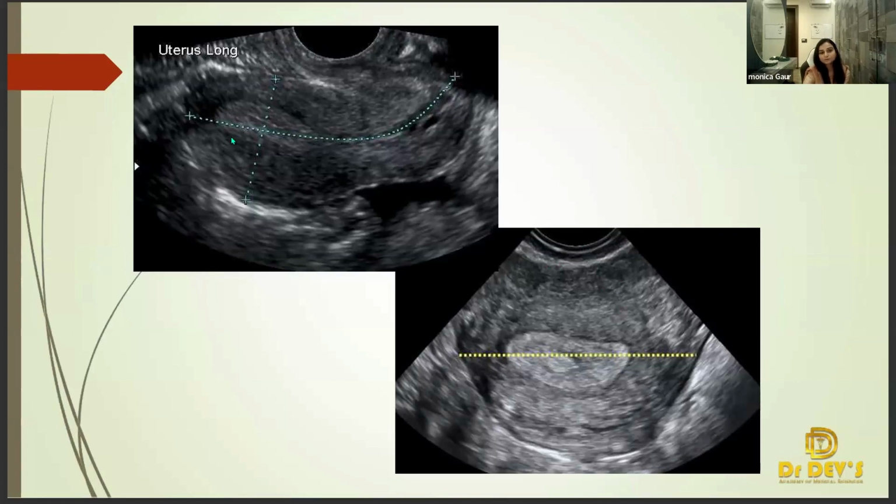This is the longitudinal view, since we see the whole length of the uterus. This is the transverse view: anterior, posterior, right and left. This hyperechoic area at the center of the uterus is the endometrium. Again reminding you for the question, why is the line in the center of the uterus hyperechoic?